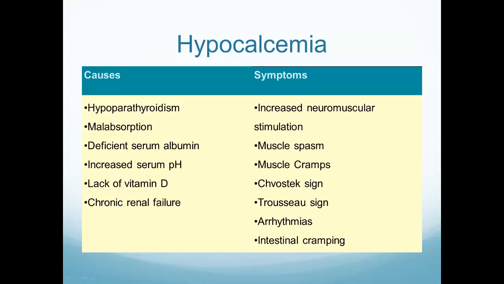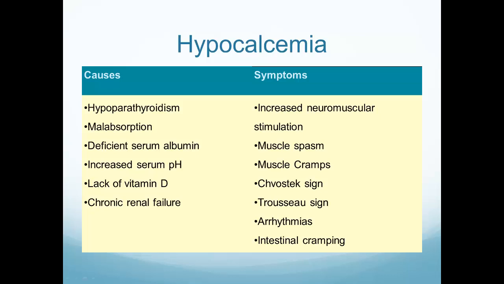So opposite of what we saw with hypercalcemia, hypocalcemia has increased neuromuscular stimulation, muscle spasms, cramps, and dysrhythmias. There's your cardiac part of it. Chvostek sign and Trousseau sign are specific signs that we use to tell us about neuromuscular irritability in patients who have some kind of electrolyte disorder.